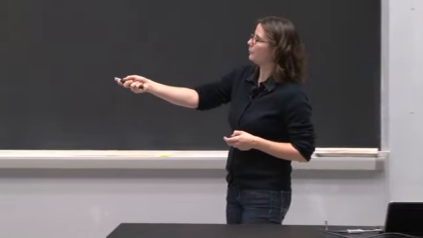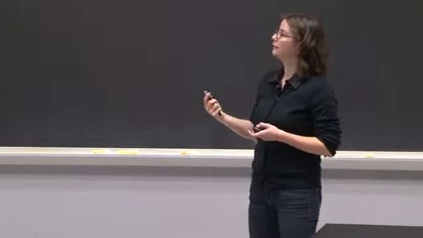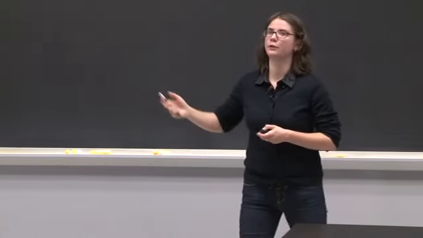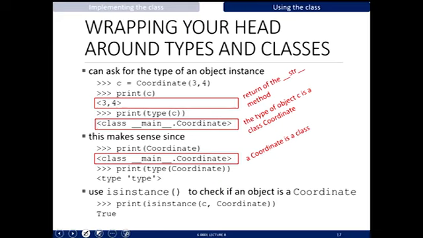If we look at coordinate as a class, if we print coordinate, this is what Python tells us: it's a class named coordinate. And if we print the type of coordinate, that's just going to be a type. So class is going to be a type. You're defining the type of an object.